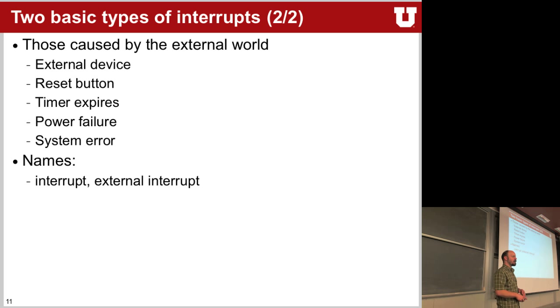The second type is caused by external events. These are not instructions that make these interrupts happen, but, for example, an external device, peripheral, the reset button, or timers that expire. Sometimes you have power failures, so if your power dips underneath a certain threshold, you can get an interrupt so you can do some emergency things. Or particular system errors that happen on the bus system can also give you interrupts. These are usually called interrupts or external interrupts. So two different types: traps and exceptions, and interrupts. Interrupts usually come from external sources, traps and exceptions from the code that you're writing.